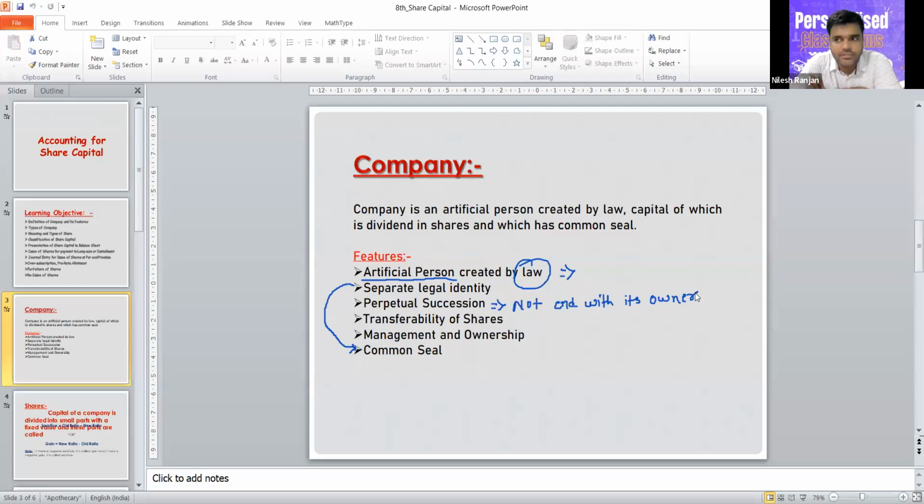Yes, sir. No, registration of partnership is not compulsory. This can be asked as an objective question, and you have to write no, registration is not necessary.